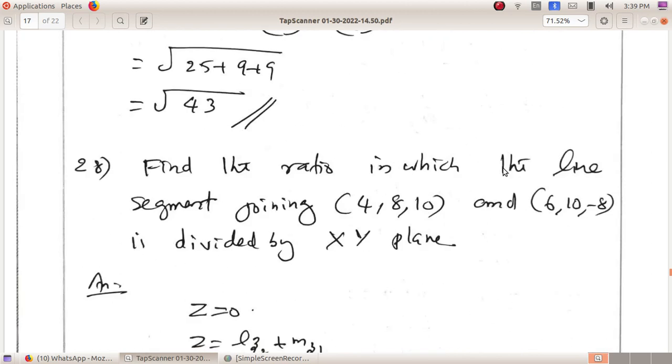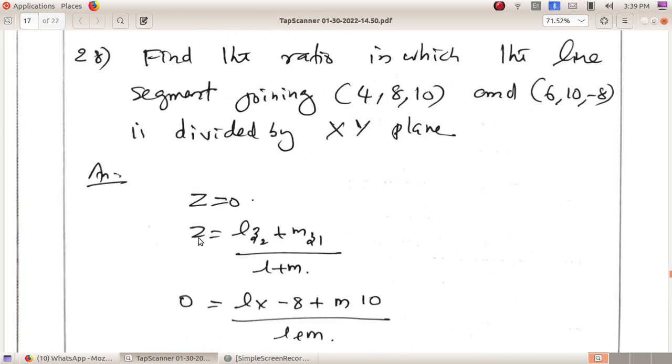For the ratio in which the line segment joining (4, 8, 10) and (6, 10, minus 8) is divided by the xy plane: when the xy plane is given, then z equals 0. When the xz plane, then y equals 0. When the yz plane, then x equals 0. Here the xy plane is given, so z equals 0.